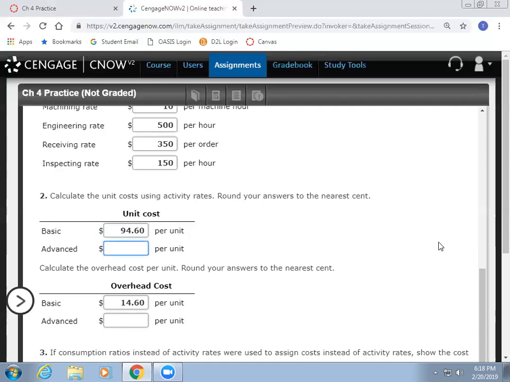So advanced would be $124.87 for the unit, and the overhead would be 24.87.